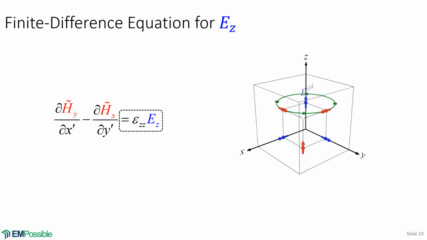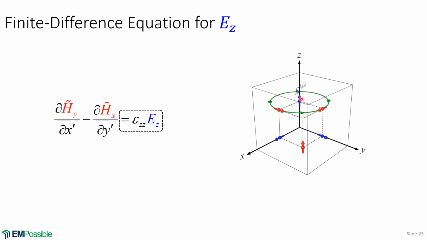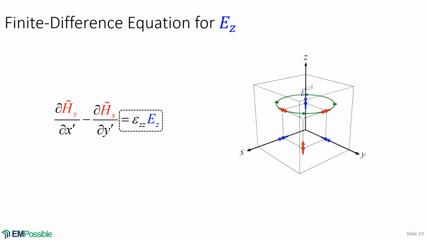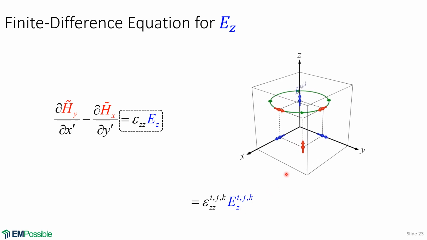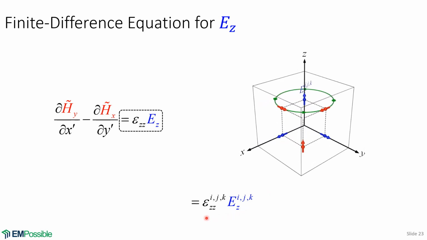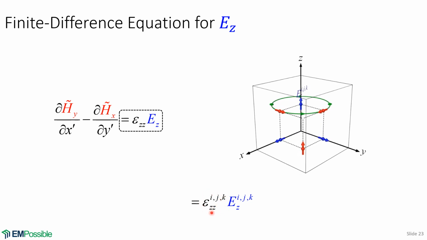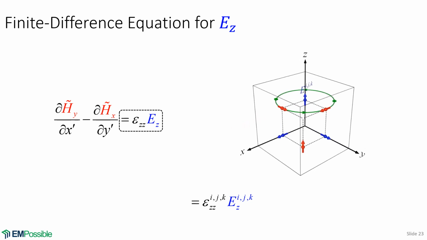Our last equation, the equation for Ez. So here is Ez in our Yee grid, and we want all terms in our finite difference equation to be defined there. So here's our Ez defined at this point. We see an epsilon zz multiplying that, so we're going to define our epsilon zz permittivity array to exist at the same points as Ez.